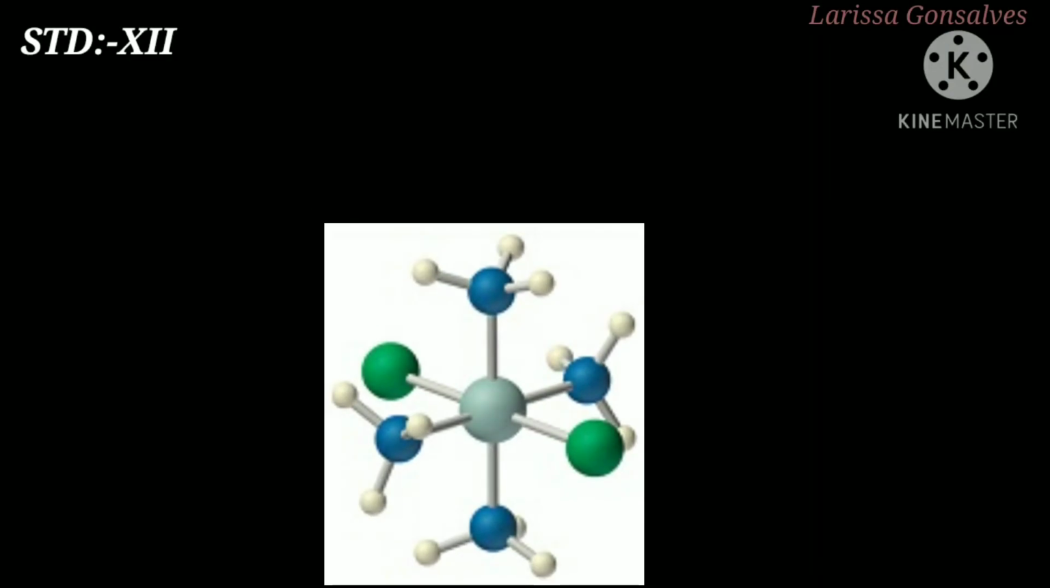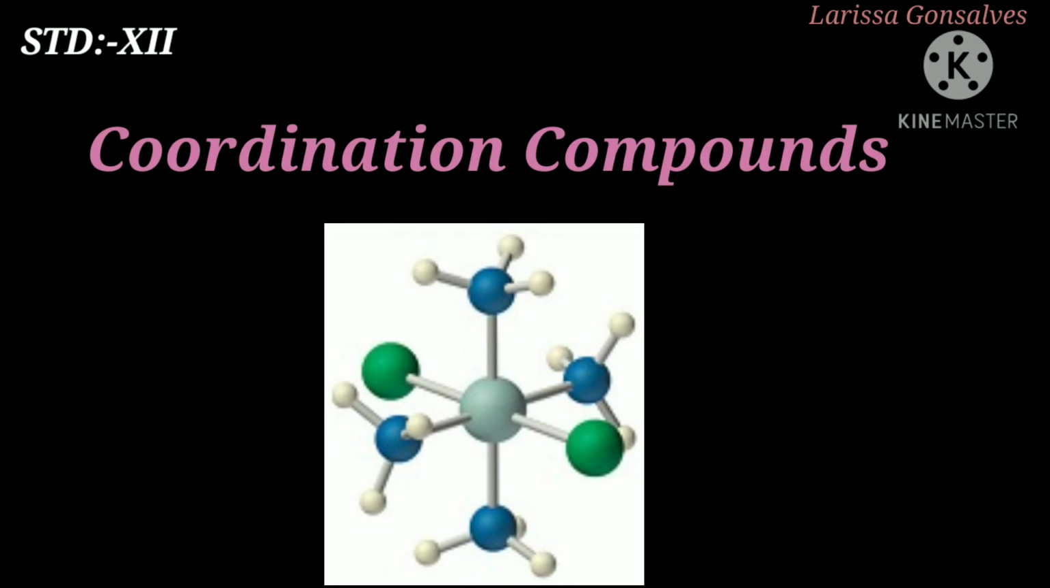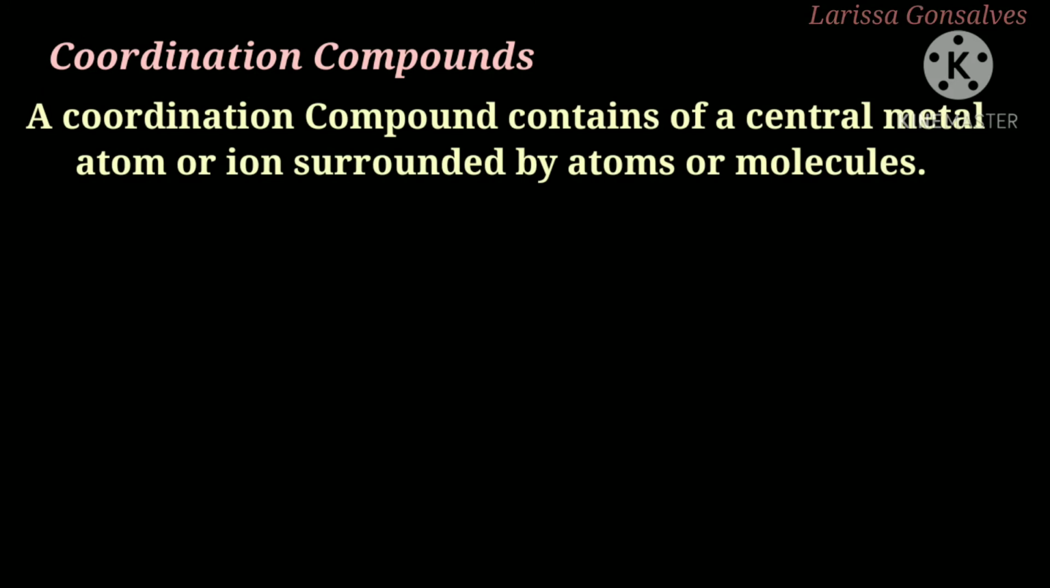The most amazing field of modern inorganic chemistry is coordination chemistry. Coordination chemistry helps to understand the complexity of compounds. So we are now starting with a new chapter, that is coordination compounds. What are coordination compounds? A coordination compound consists of a central metal atom or ion surrounded by atoms or molecules.